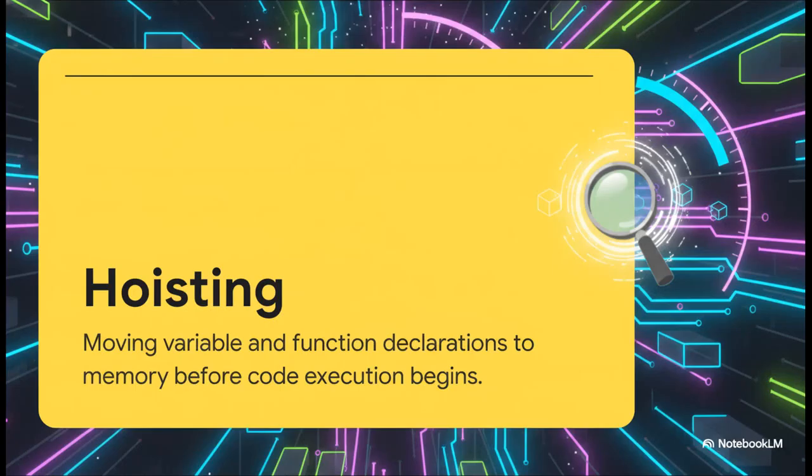This two-phase boot sequence perfectly explains hoisting. You've probably heard that JavaScript moves your variables and functions to the top of the file, right? Well, actually, scratch that. That's a total myth. The code doesn't physically move anywhere. Because the memory creation phase happens first, JavaScript simply allocates the memory space proactively. So by the time execution starts, it just feels like they've been hoisted to the top.